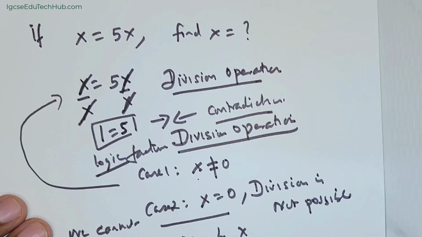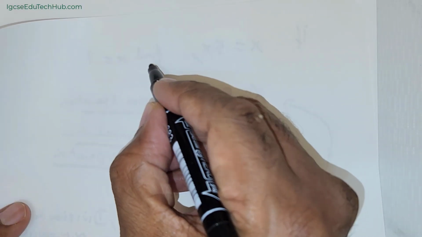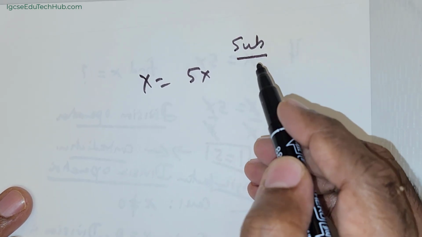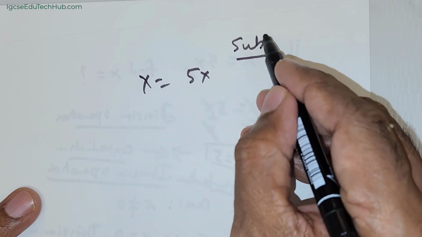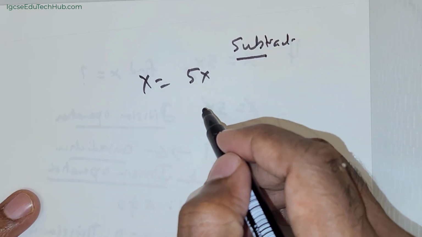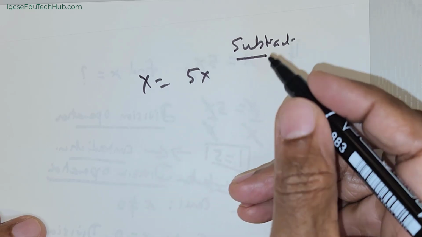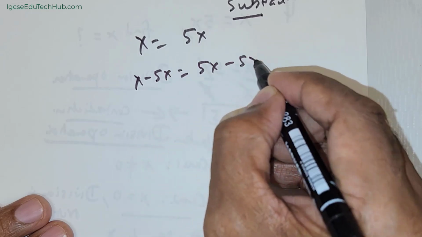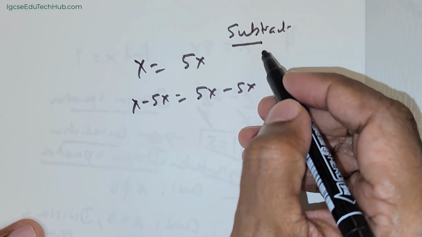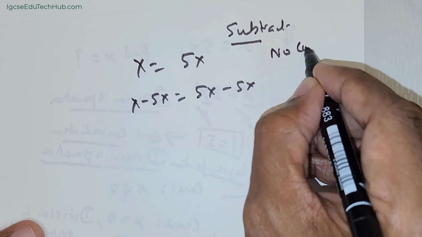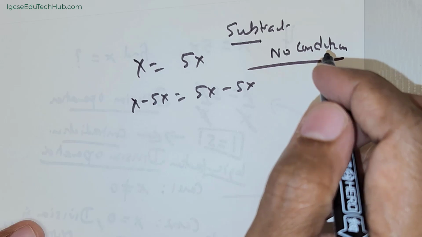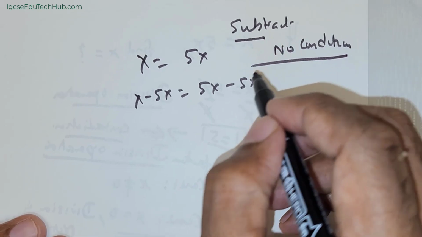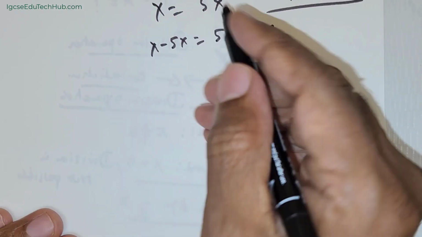So how do we solve it? Now x is equal to 5x. The best way to solve using operations is by subtraction. You can just subtract these two on the left hand side and right hand side. So what do you have to subtract? I'm going to subtract 5x on both sides. Why? Because for subtraction we have no condition. There are no conditions at all. You just subtract. That's all. So this is the safest operation to conduct on systems.